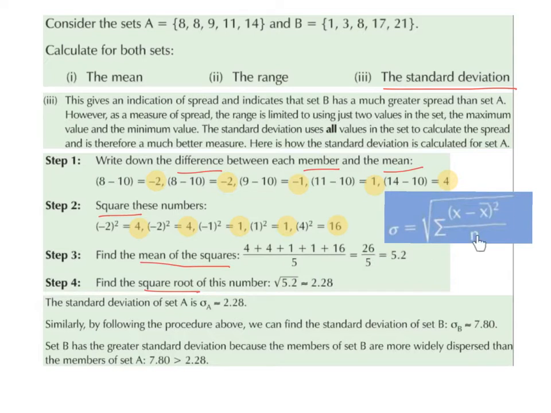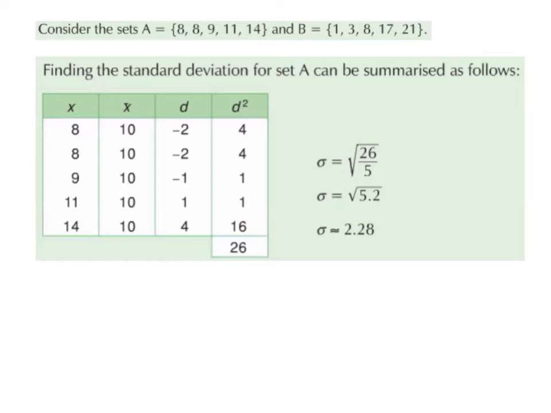So use this formula to help you follow the steps, but remember you do need to learn off the method. We can actually summarize that method in a table, and this can be a bit easier to figure out. We'll have our row along the top being x, which is the variable, x bar representing the mean, d representing the difference, and d squared representing the difference squared.